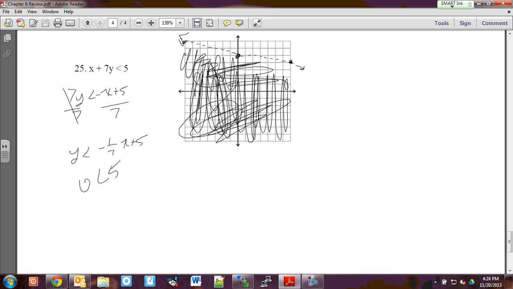All right, so you'd shade all of this. I think you got the picture now. That's your graph for 25. All right, so that's your test.